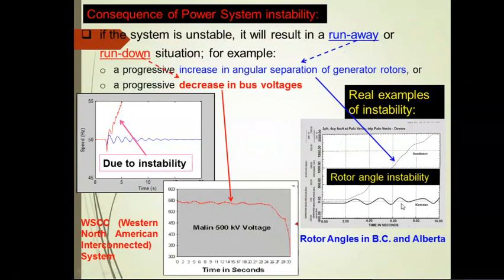And here this refers to rotor angle instability, and this one we call voltage instability. Some of these figures I have referred from the lecture by P. S. Kundur.